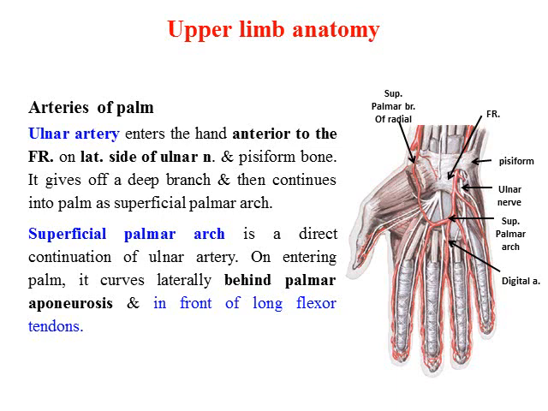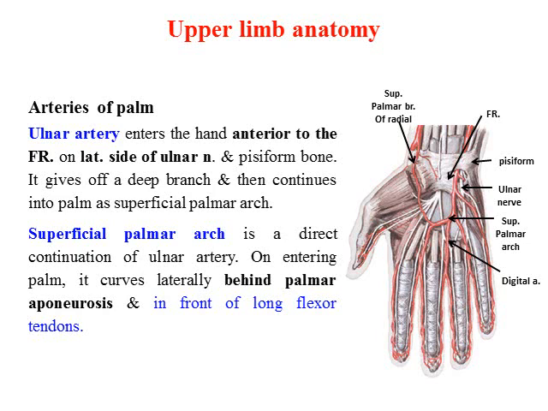Arteries of the palm. Ulnar artery. It enters the hand by crossing in front of the flexor retinaculum on the lateral side of the ulnar nerve and pisiform bone. We talked in the lectures and said the arrangement will be, from medial to lateral: pisiform bone, ulnar nerve, ulnar artery.